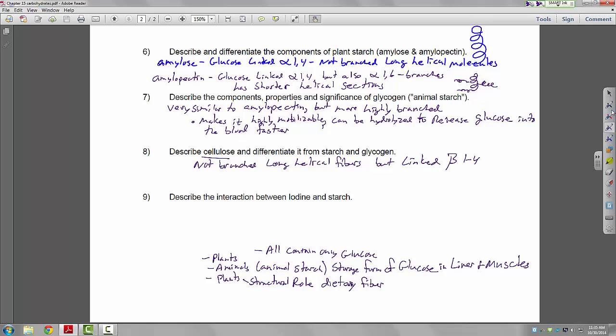So it's linked beta 1,4. It is not metabolized, so not used for fuel for the cell, but we still eat it, so in a sense it's still food, but used as dietary fiber.